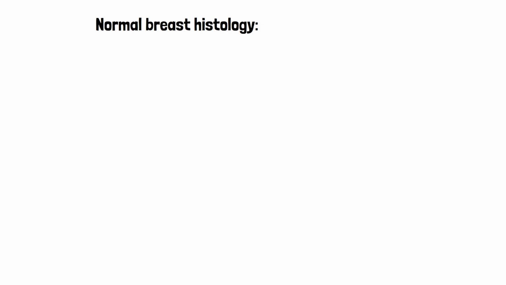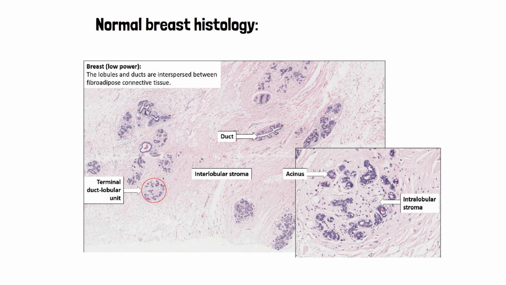Let's go into normal breast histology. In this histology, we can see ducts there, interlobular stroma there, acinus there, terminal duct lobular units there. So these are the major components in a breast. Here the lobules and ducts are interspersed between fibroadipose connective tissue. We all know breast is a fatty tissue, so some adipose tissue is also here.